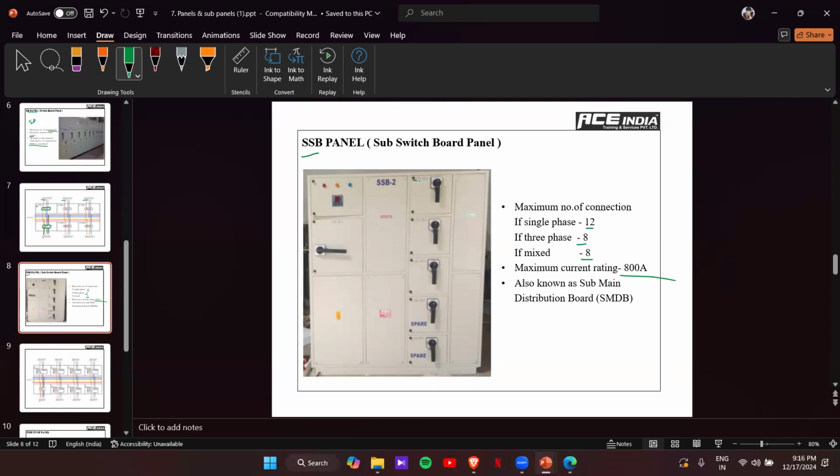So you can see that this is the connection to the first DB, second DB, third. Again, two spares are added. In future, if you are running any more connection, you can connect into the spare part. Okay. And this is our main isolator. This isolator is for each DB or each floor maybe. Okay.